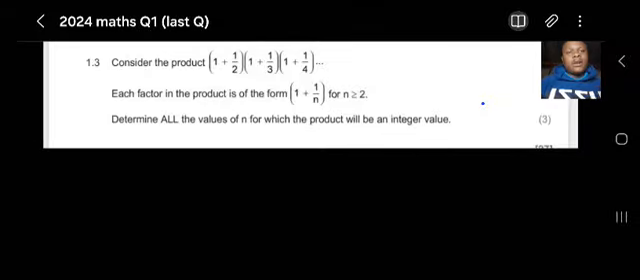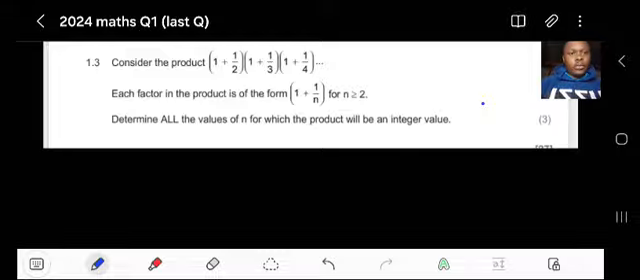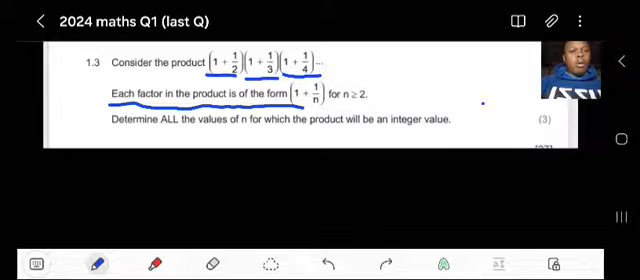So we are given question 1.3. Consider the product. They say we should consider the product 1 plus 1 over 2, multiplied by 1 plus 1 over 3, multiplied by 1 plus 1 over 4. You must know the pattern then. Then they say each factor in the product is of the form they've given us.